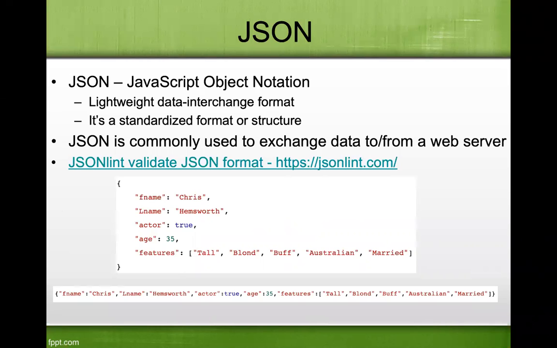JSON is commonly used to exchange data to and from a web server, out to the internet. And I found this, I love this thing, JSONlint. It's this website right over here. You can put in your JSON, even a string like this, and it will format it like this and check to make sure it is in proper format. So that's awfully nice. There's other ones out there too. So I just thought I'd let you know that really quick.